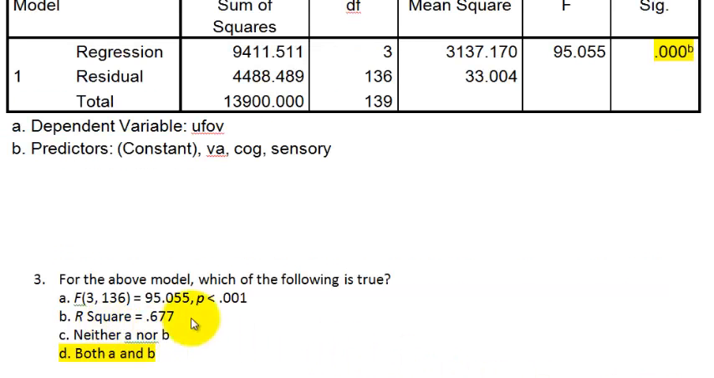Question 3, which of the following is true? F of 3 comma 136 equals 95.55. That's right. So this is true. And the R square from the original model was 0.6677. That's true. So yes, this is correct. So number 3 is correct. Moving on.